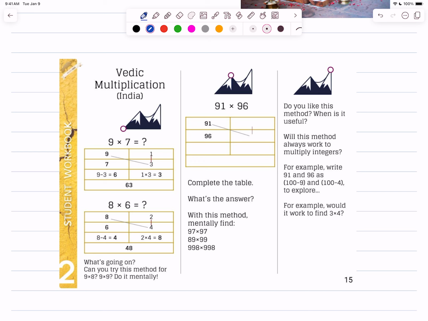I'll give something away right off the bat: when is this method useful? The answer is this method is useful when you're trying to multiply two numbers that are right underneath a power of 10. So something in the 90s is really good to multiply together with this method. Something right under 1,000, like 998 times 971, for example. Those would be good to multiply using this method. And we'll see why. So let's go ahead and give it a whirl.